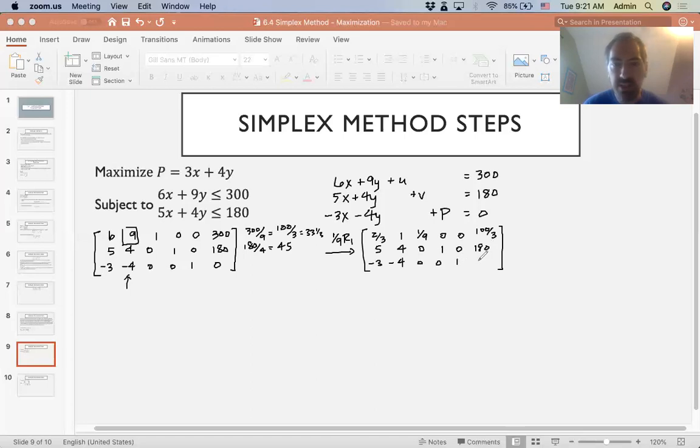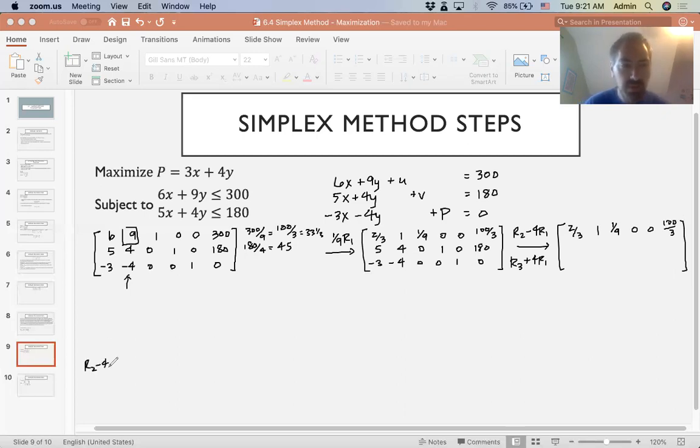All right, now I want everything else in column 2 to become 0. So I want row 2 to become 0. I can do that by subtracting 4 times row 1 from it, and row 3 becomes 0 by adding 4 times row 1. All right, getting into some heavy fractions here. So make sure you have a calculator that can handle fractions for you if you struggle with fractions.